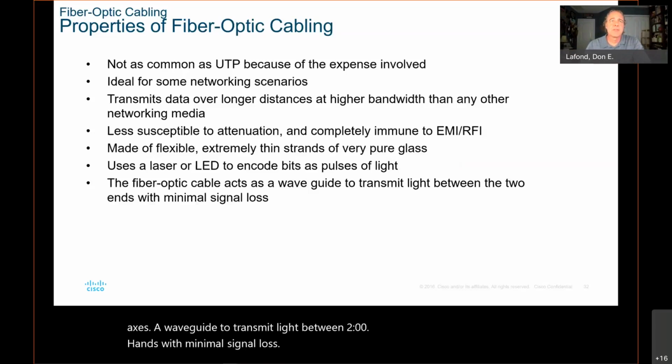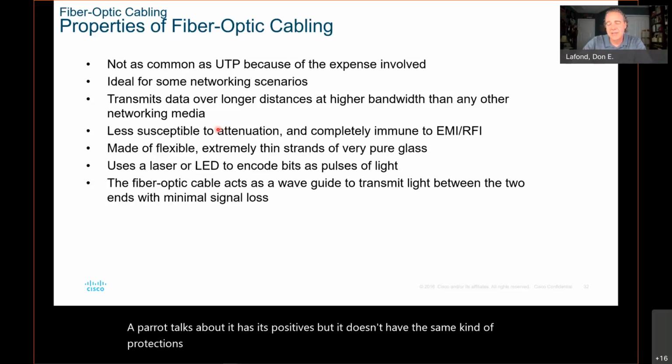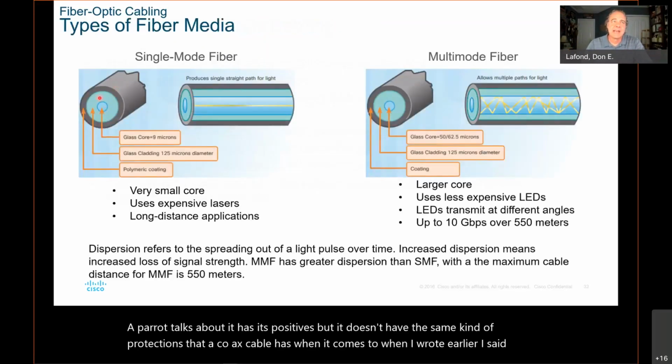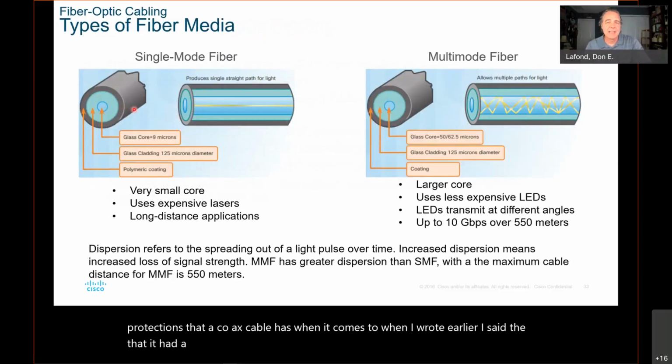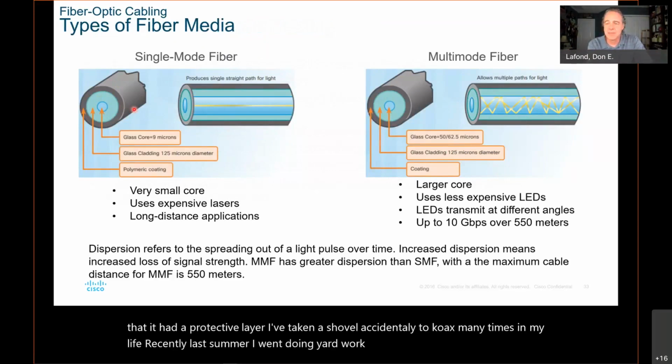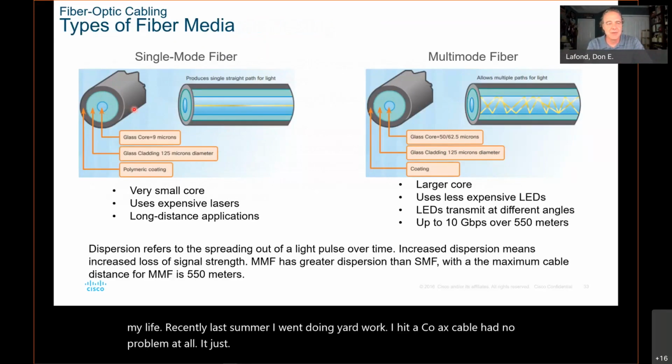Up here it talks about its positives, but it doesn't have the same kind of protections that a coax cable has. When I wrote earlier, I said that it had a protective layer. I've taken a shovel accidentally to coax many times in my life. Recently, last summer, when doing yard work, I hit a coax cable, had no problem at all. It just ricocheted right off the cable.